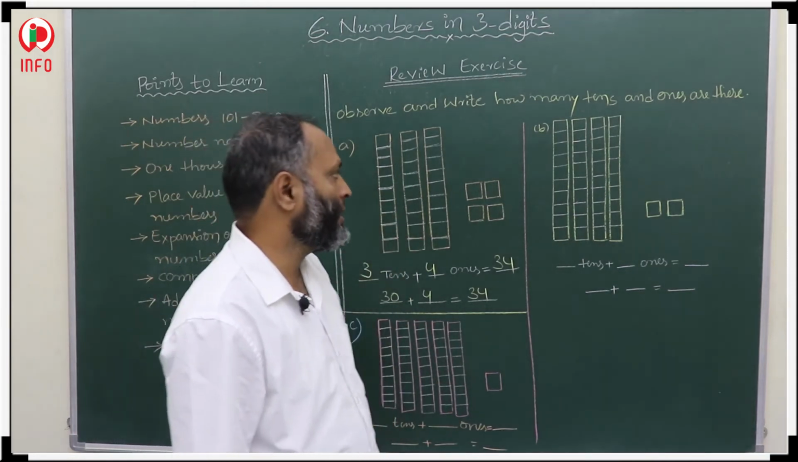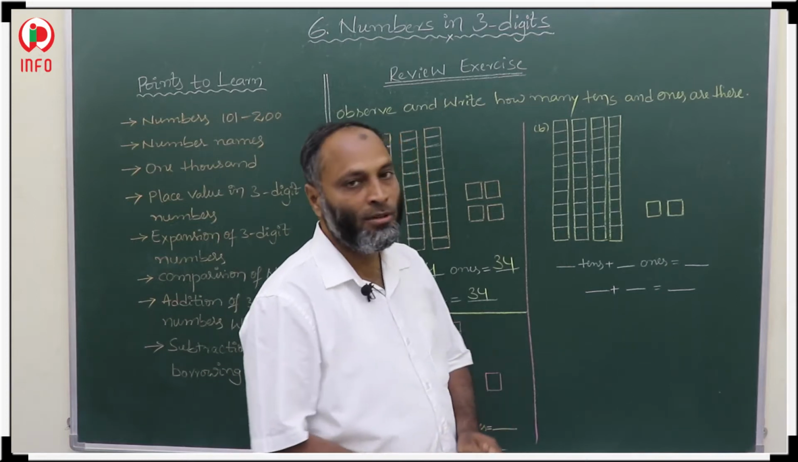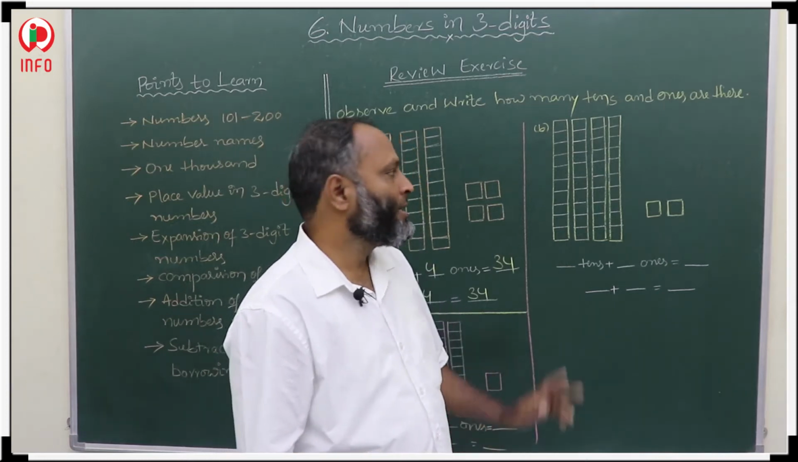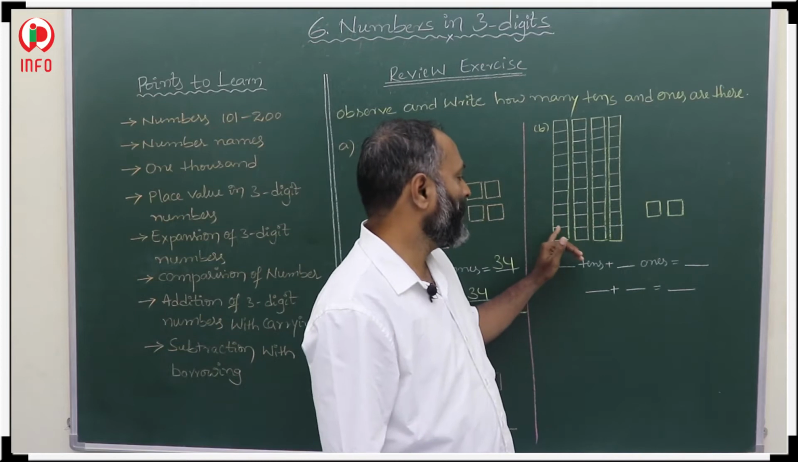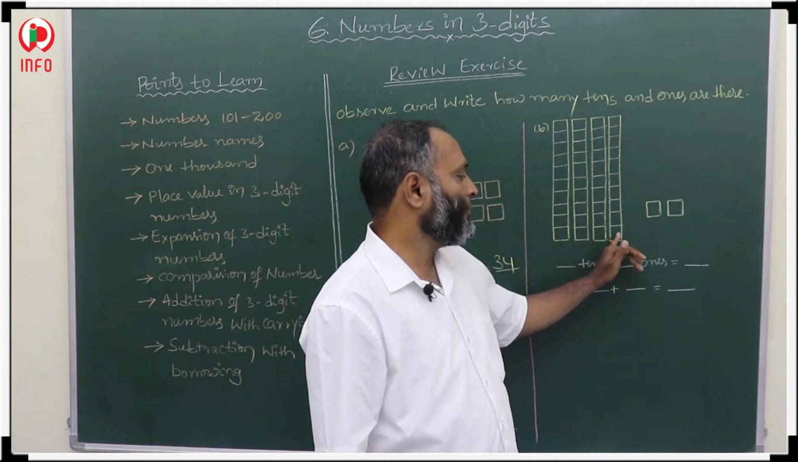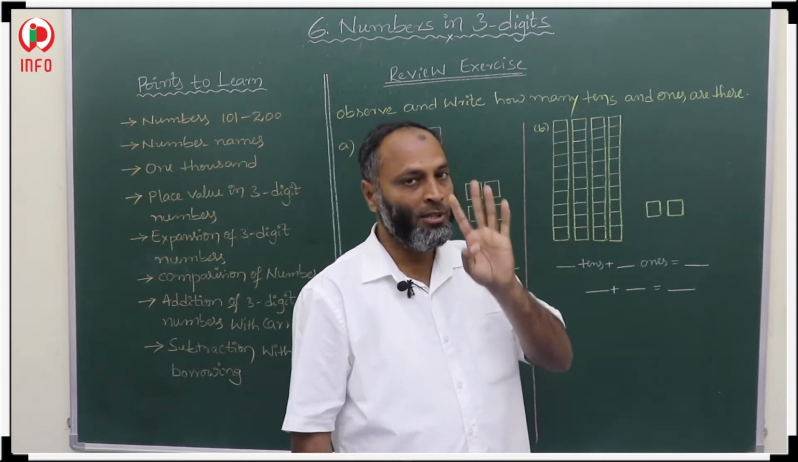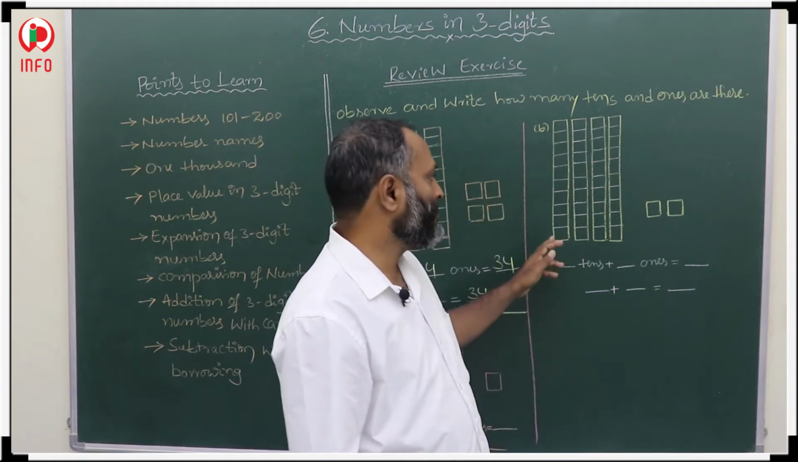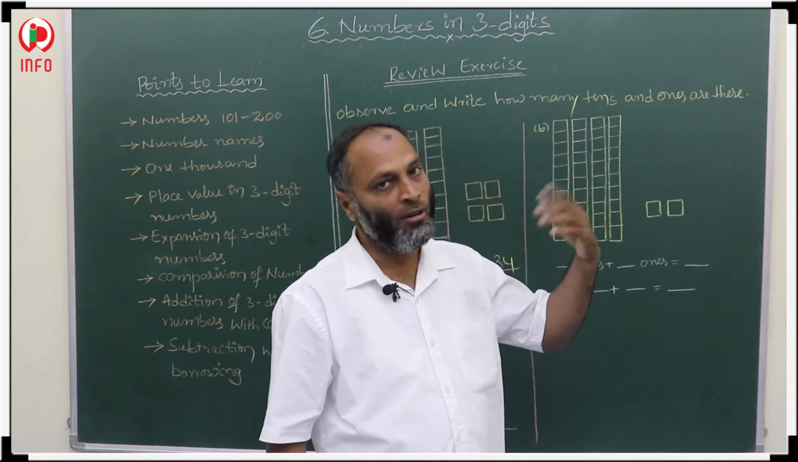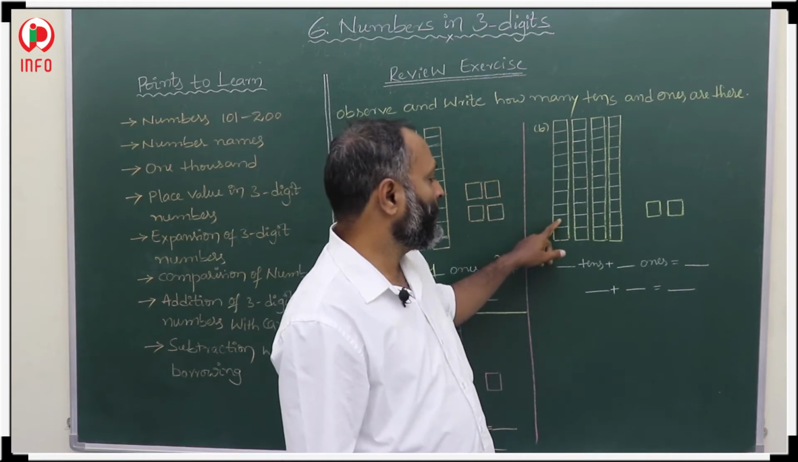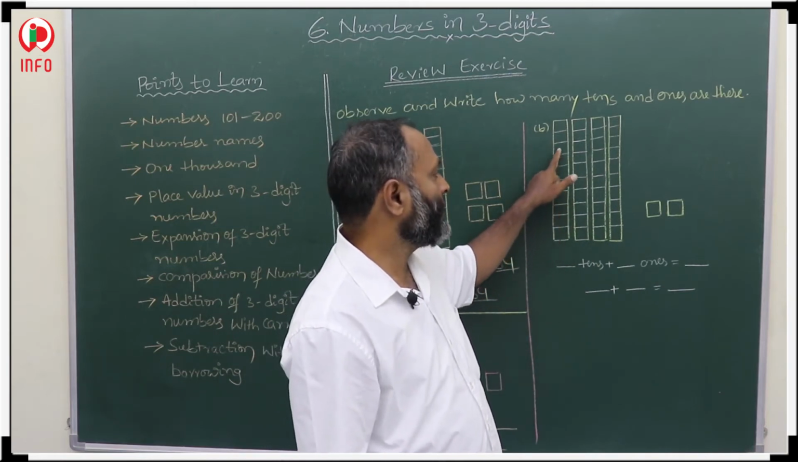Now the second question. In this second question, first we have to observe. How many bars are there here? 1, 2, 3, 4. 4 bars means 4 tens. In each bar 10 cubes are there. If you want to count, then count: 1, 2, 3, 4, 5, 6, 7, 8, 9, 10.